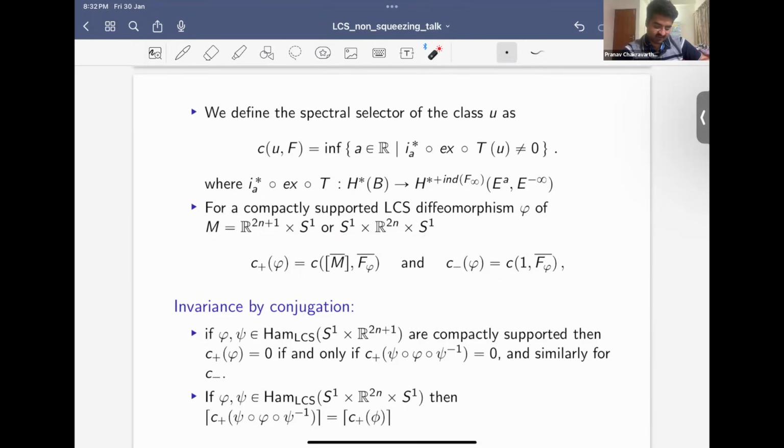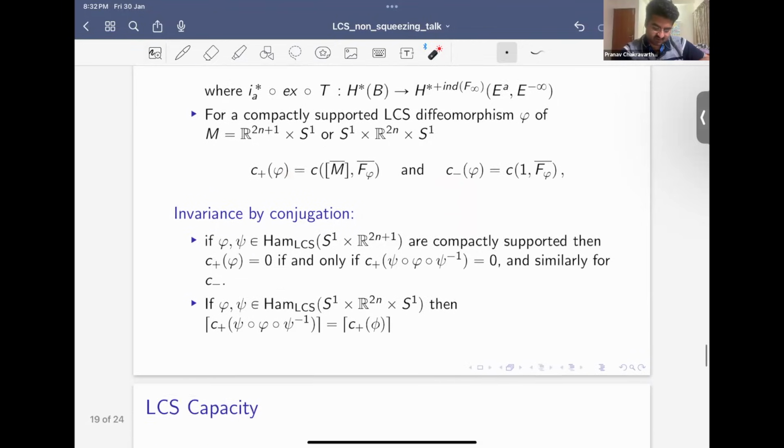And so I can define the spectral selector C plus of a compactly supported Hamiltonian diffeomorphism to be the spectral selector of the fundamental class of the compactification of the manifold, for the generating function of the diffeomorphism phi. And similarly, C minus is defined to be the spectral selector for the point class with respect to the generating function generating phi.